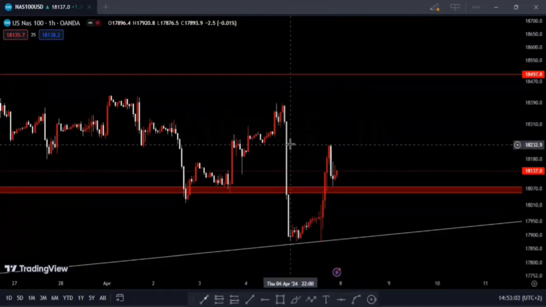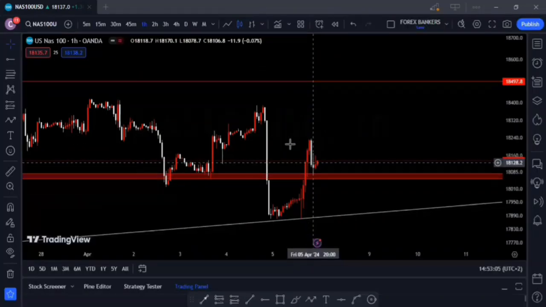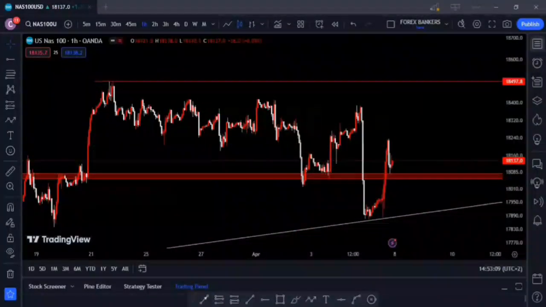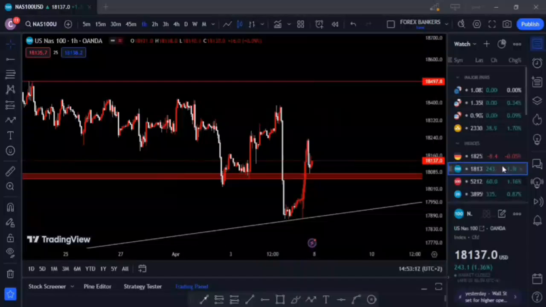Probably for Monday, Tuesday, Wednesday. I don't know, we can't predict. But what I see right now, the current structure, guys, it's looking good for buys, man. I'm not gonna lie, it is looking good for buys.